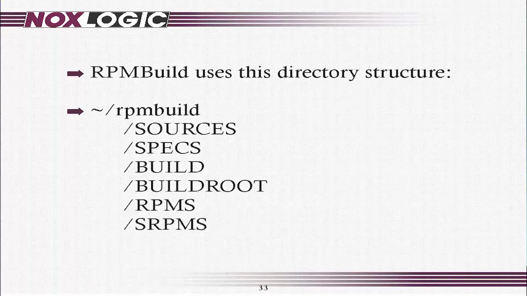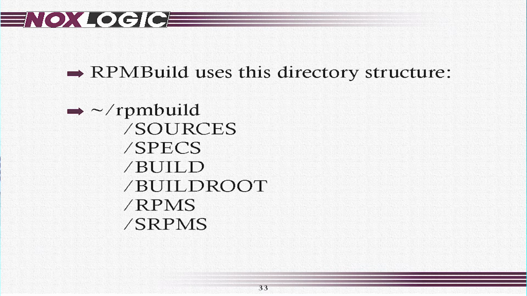But let's go back to the RPM building itself. RPM build actually needs a directory structure, something that looks like this. You have an RPM build directory, and there are 6 different uppercase directories inside, I don't know why: SOURCES, SPECS, BUILD, BUILDROOT, RPMS, SRPMS. Obviously, SOURCES is where all our source files will go.